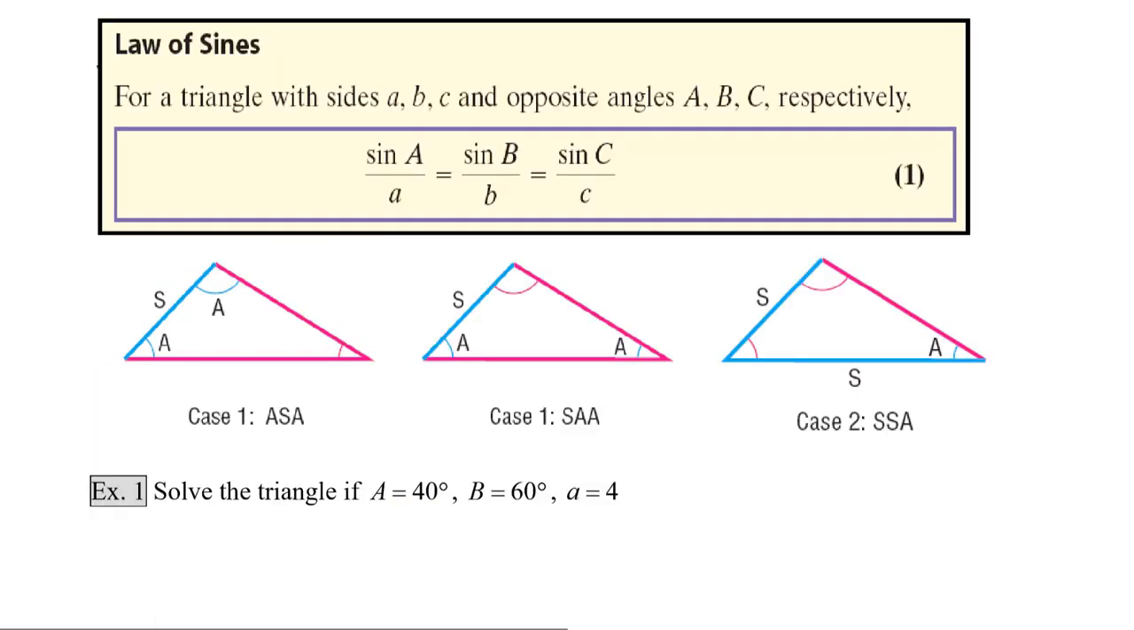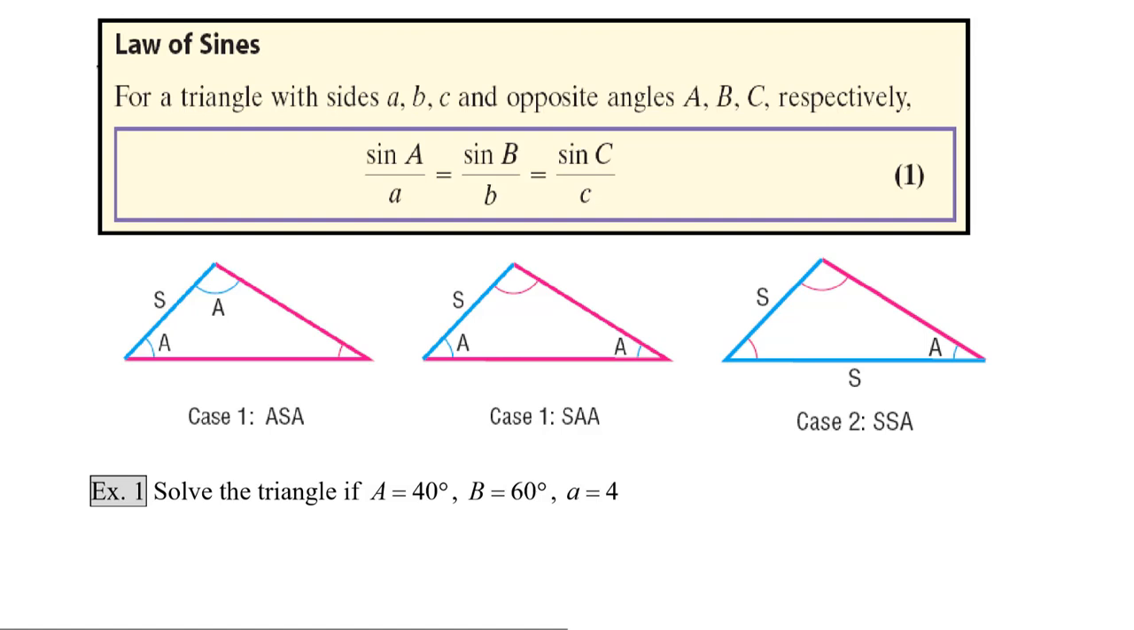Recall from your investigation that the law of sines looks like this. The sine of A over a equals the sine of B over b equals the sine of C over c. Now, because these are ratios, you could also have a over sine of A equals b over sine of B equals c over sine of C, depending on what you're looking for.